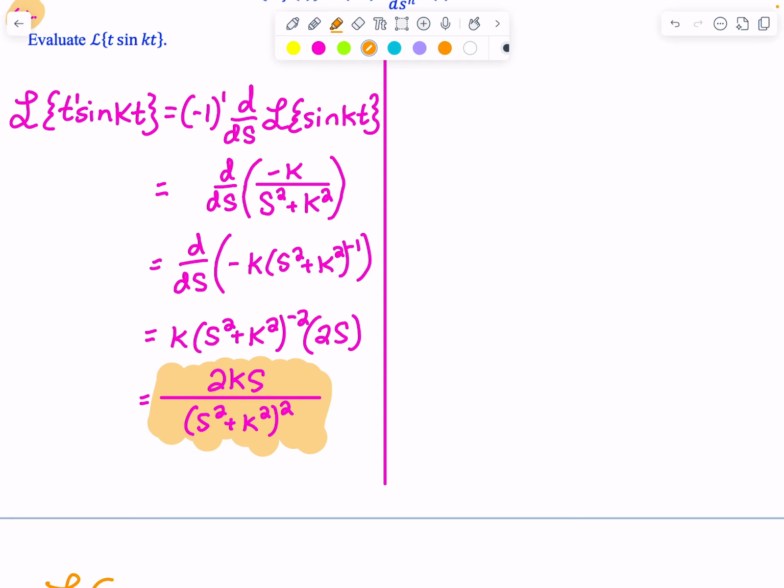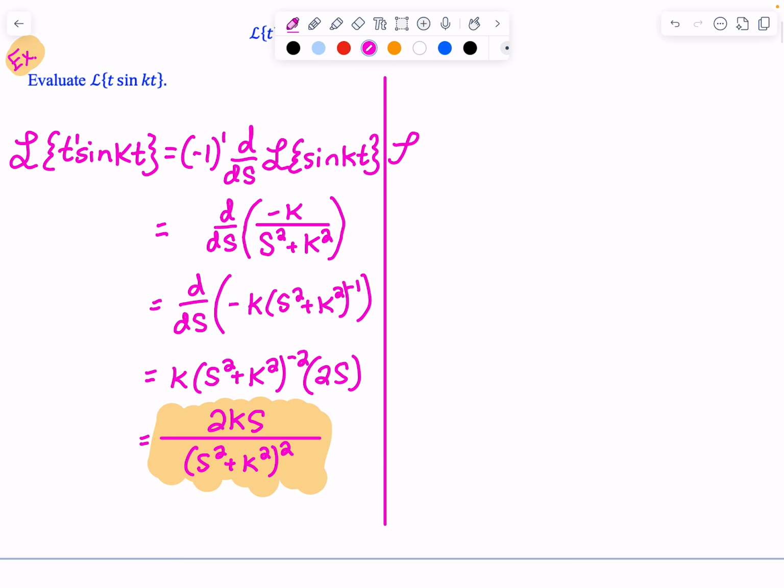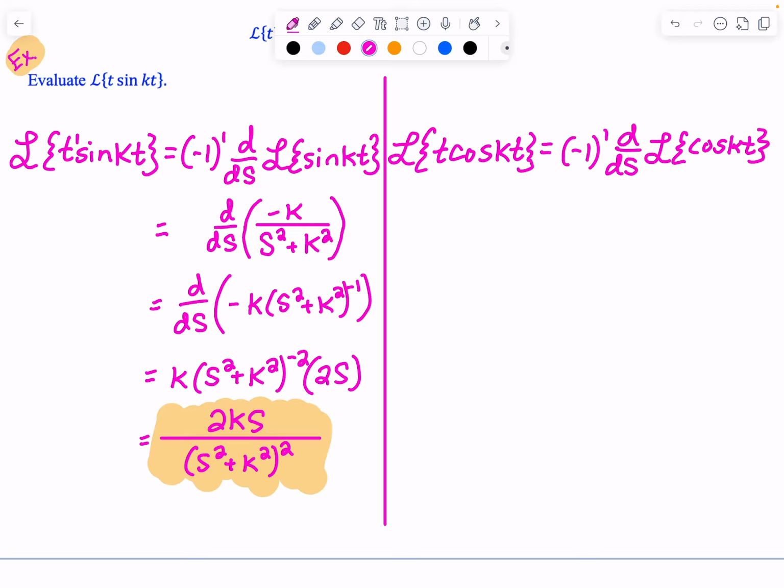All right, we're also going to do cosine. I know it's not here, but go ahead and write it in. So the Laplace of t cosine kt. It's going to follow. I'm going to write the definition down. And then the Laplace of just the cosine. It's going to be a little different. It looks similar, but things change. Okay, so that gets me negative d/ds. And then the Laplace of cosine kt is going to be s over s squared plus k squared.